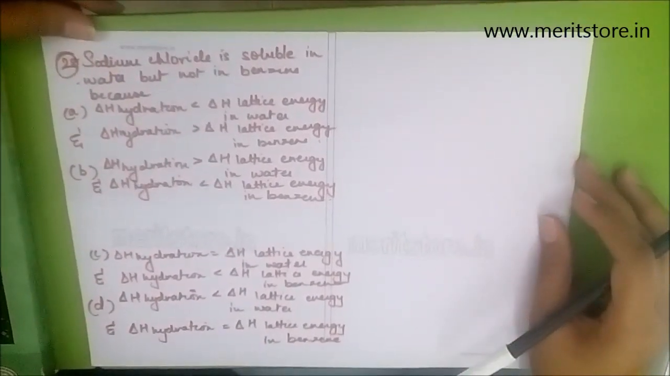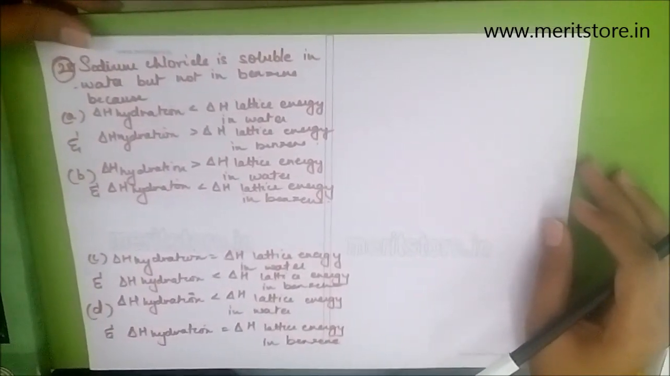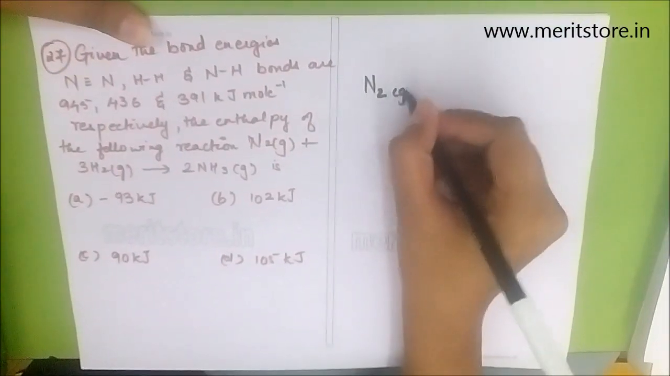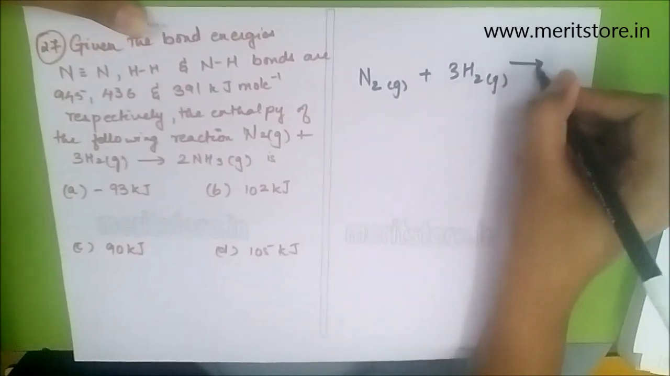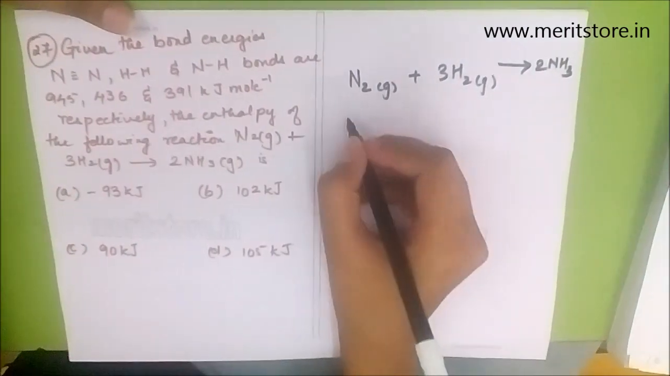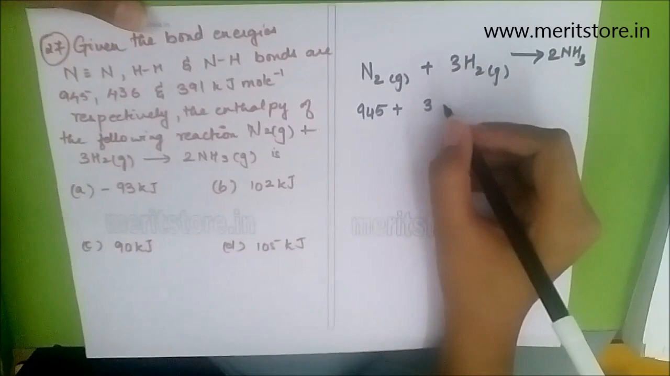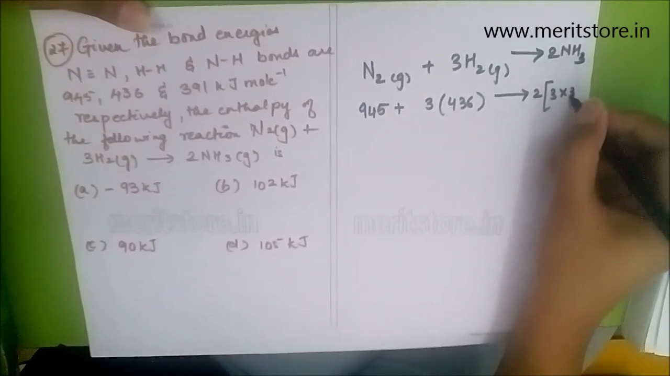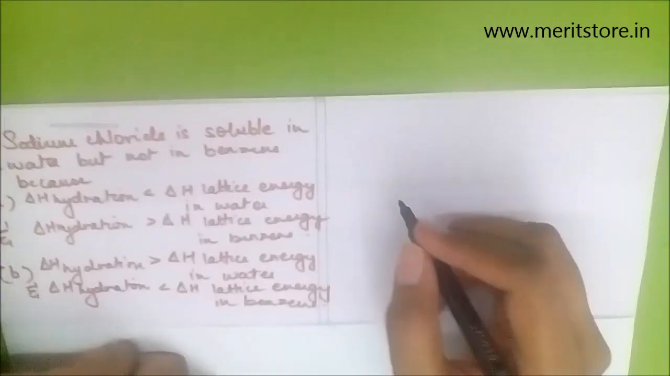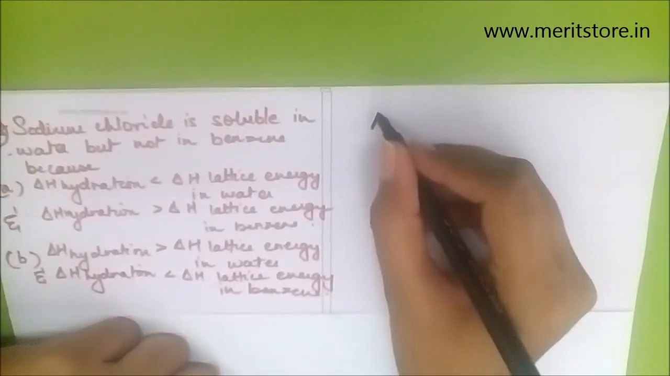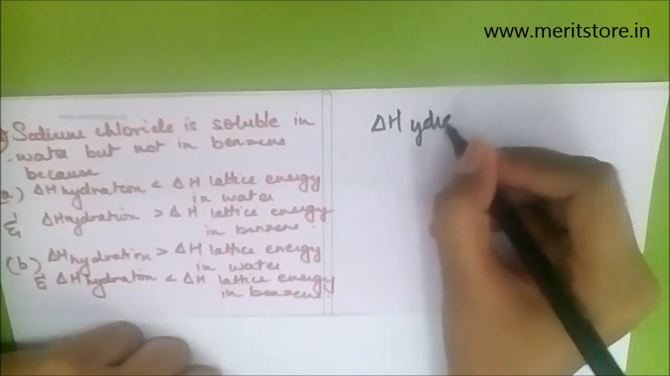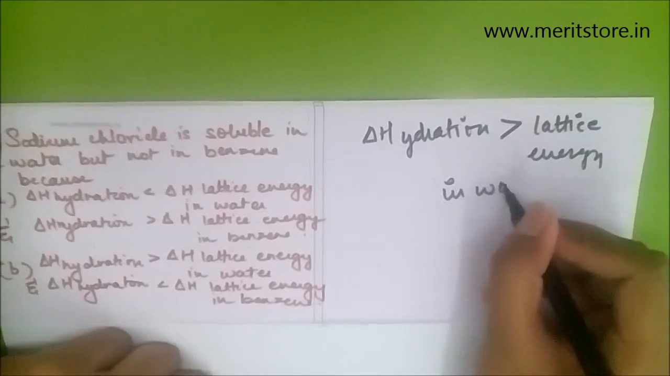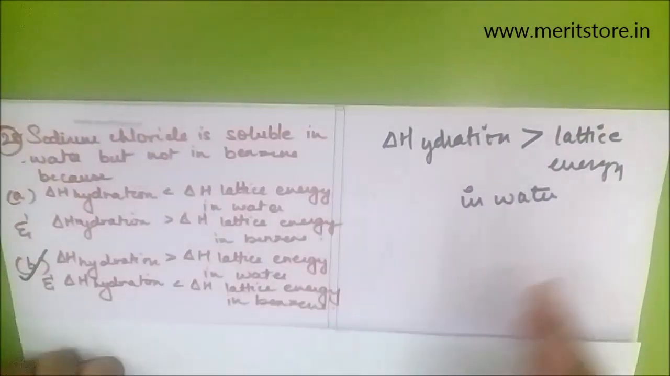Sodium chloride is soluble in water but not in benzene because the delta H hydration is greater than delta H lattice energy in water. Going to the reaction, substituting the values given, here the correct option we get is the hydration energy, that is delta H hydration, is larger than the lattice energy in water and not in benzene. So the correct option here is B.